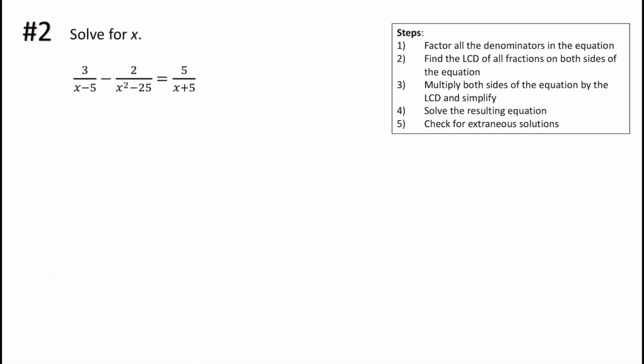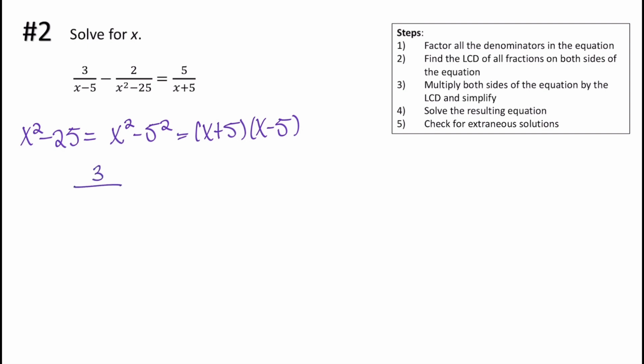So now let's try solving this problem for x. Notice we have a rational equation here, so we need to follow these steps. We're going to start off by factoring all the denominators in the equation. x minus 5 doesn't need to be factored, but we can factor the x squared minus 25. That is once again the difference of two squares, x squared minus 5 squared, so that will be x plus 5 times x minus 5. The x plus 5 can't be factored. So we're just going to write this as 3 over x minus 5 minus 2 over x plus 5 times x minus 5, and that equals 5 over x plus 5.